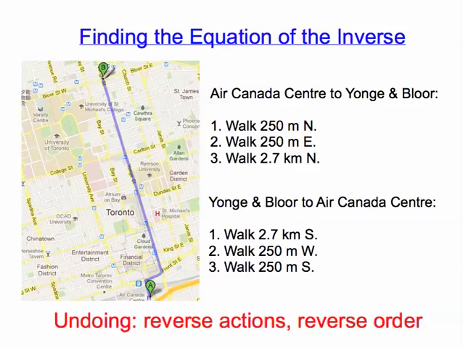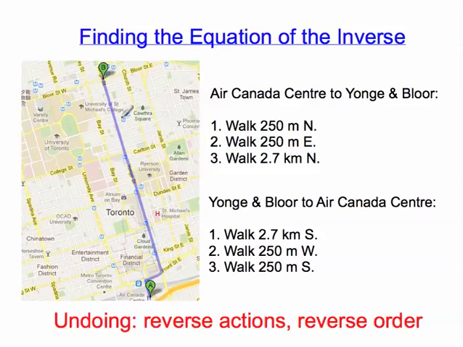Canada Centre, you'd have to tell them walk 2.7 kilometers south, then walk 250 meters west, and then walk 250 meters south. There are other ways you could go, but if you wanted to reverse the original directions, you would have to do that. Now notice that what we're doing here is, in order to undo the original function, which is what the inverse does, we're taking the reverse actions and doing them in the reverse order.